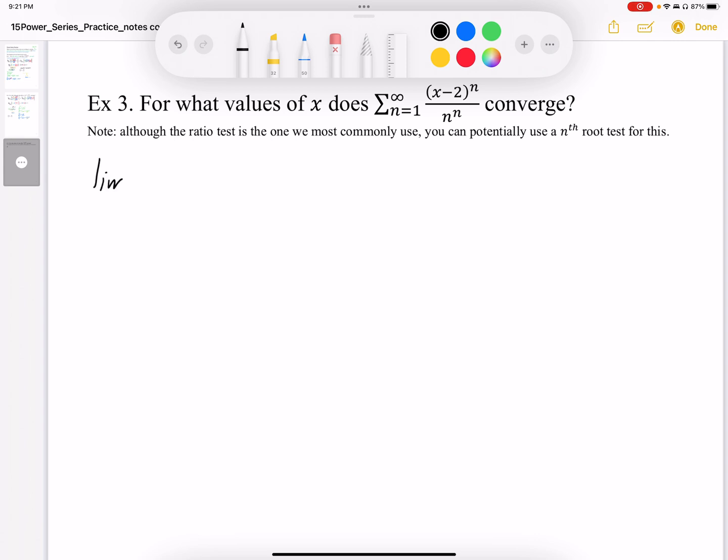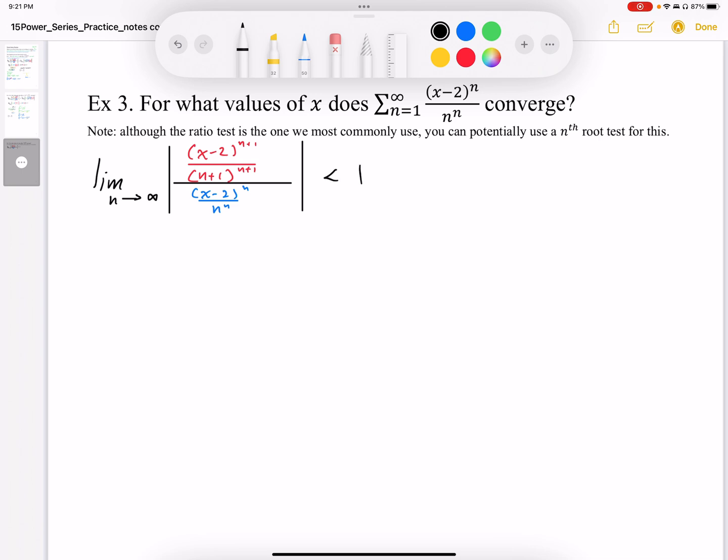So we have the limit as n approaches infinity, and we're going to have our n plus 1 term. So it looks like this: (x minus 2) to the power n plus 1 over (n plus 1) to the power n plus 1. And then we're going to have our n term in the denominator: (x minus 2) over n, to the power n. And we want to know where this is less than 1.